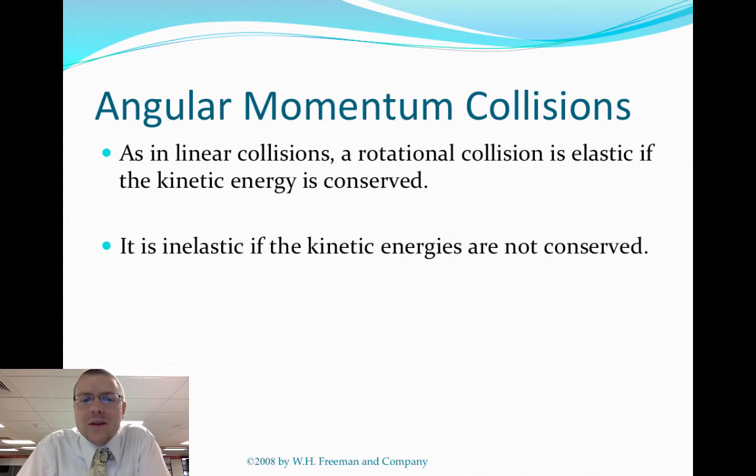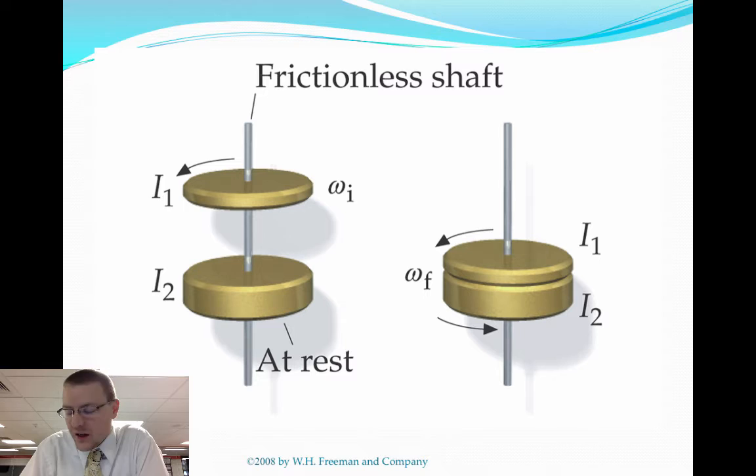So an angular momentum collision is very similar to linear collisions. Rotational collisions, if they're elastic, will have the same kinetic energy before and after. If they're inelastic rotational collisions, then energy will be lost to heat, sound, friction. So let's do a couple examples of objects that have momentum beforehand and then they have momentum afterwards.